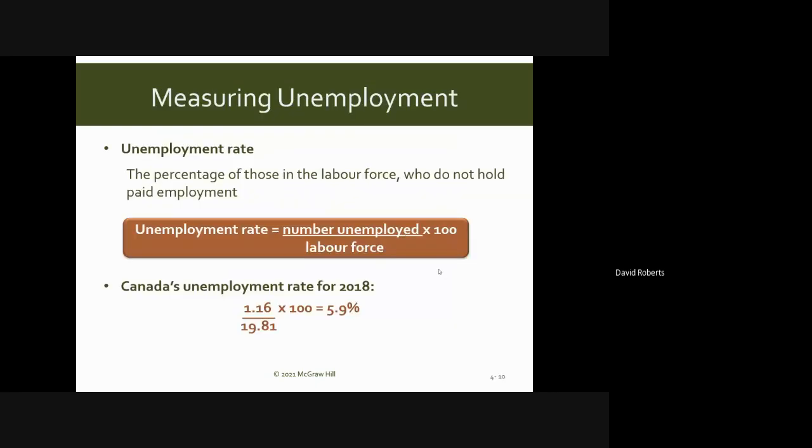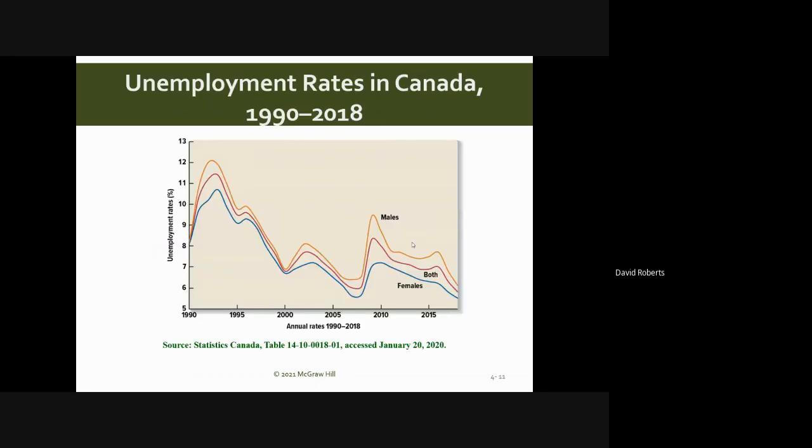Unemployment rate is simply the number of people who are unemployed divided by the labor force. You can see the unemployment rates have changed dramatically. There was very high unemployment in the early 90s. It spiked again after the housing crisis in 2008. And this is before COVID, and we can expect there would be another spike due to COVID-19.